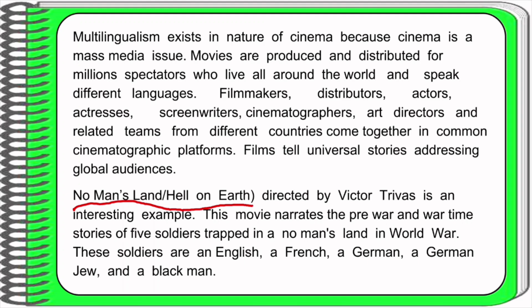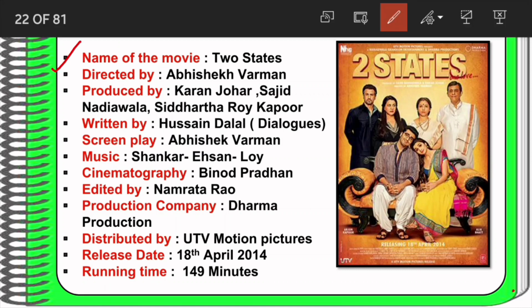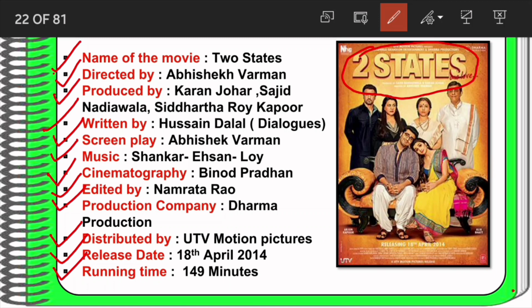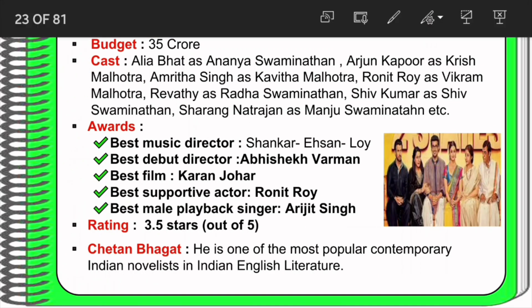Okay, moving ahead, you can see here, first give the basic information of the movie, including name, director, producer, writer, screenplay writer, music composer, singer, its release date, etc. Here, I have taken an example of a movie named Two States. Then, you can also add the number of languages used in the movie, then casting, and more importantly, the awards and recognition received by your chosen movie, and other important things as per your understanding.